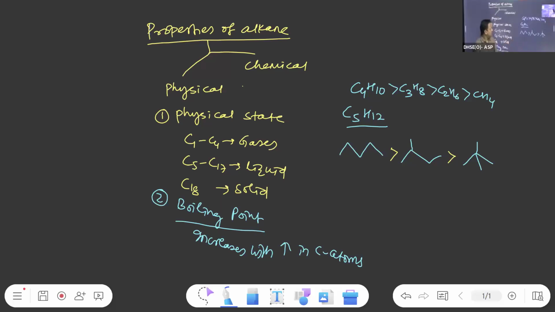Okay, noted. Next is melting point. So third, that is melting point. In general, melting point is also directly proportional to the molecular mass. So in general, with increase in molecular mass, the melting point increases. You can note down, with increase in molecular mass, the melting point increases.